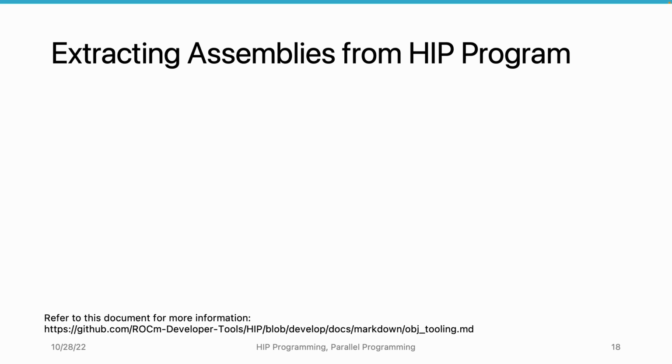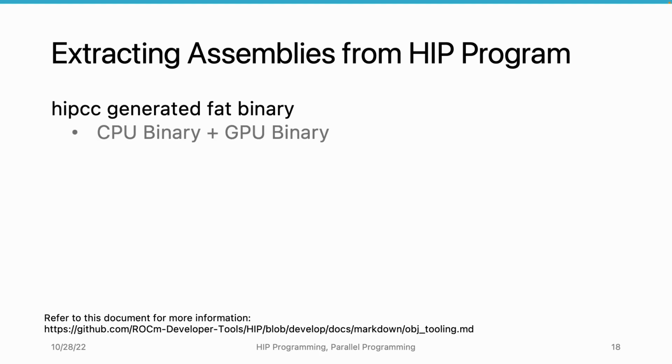The first thing we want to do is to extract the assembly from the HIP program. Every HIP program that is compiled by hipcc generates something called a fat binary. A fat binary is a combination of the CPU binary and the GPU binary program. In a Linux system, it's an ELF file that is embedded in another ELF file. The outer ELF file is for the CPU binary, and the inner ELF file is for the GPU binary. Let's assume our program is named main. We want to extract the GPU binary from the CPU binary so that we can analyze the GPU assembly.